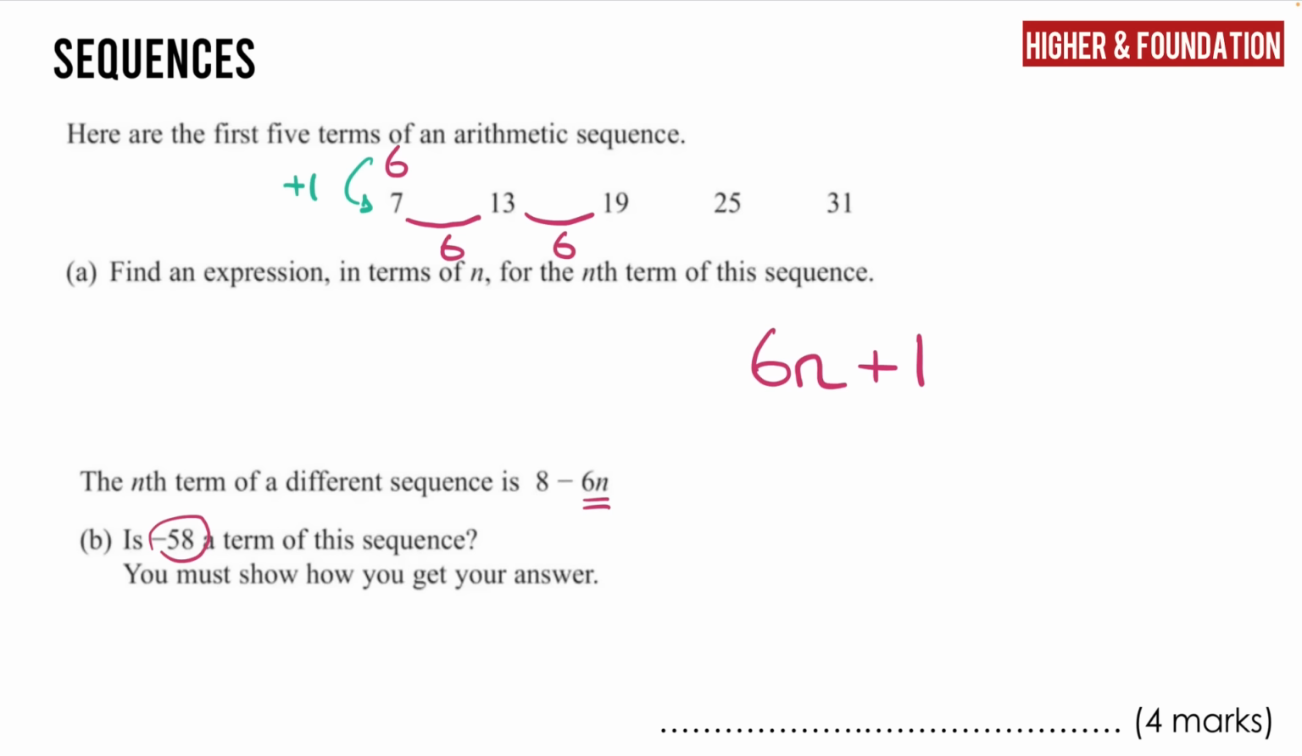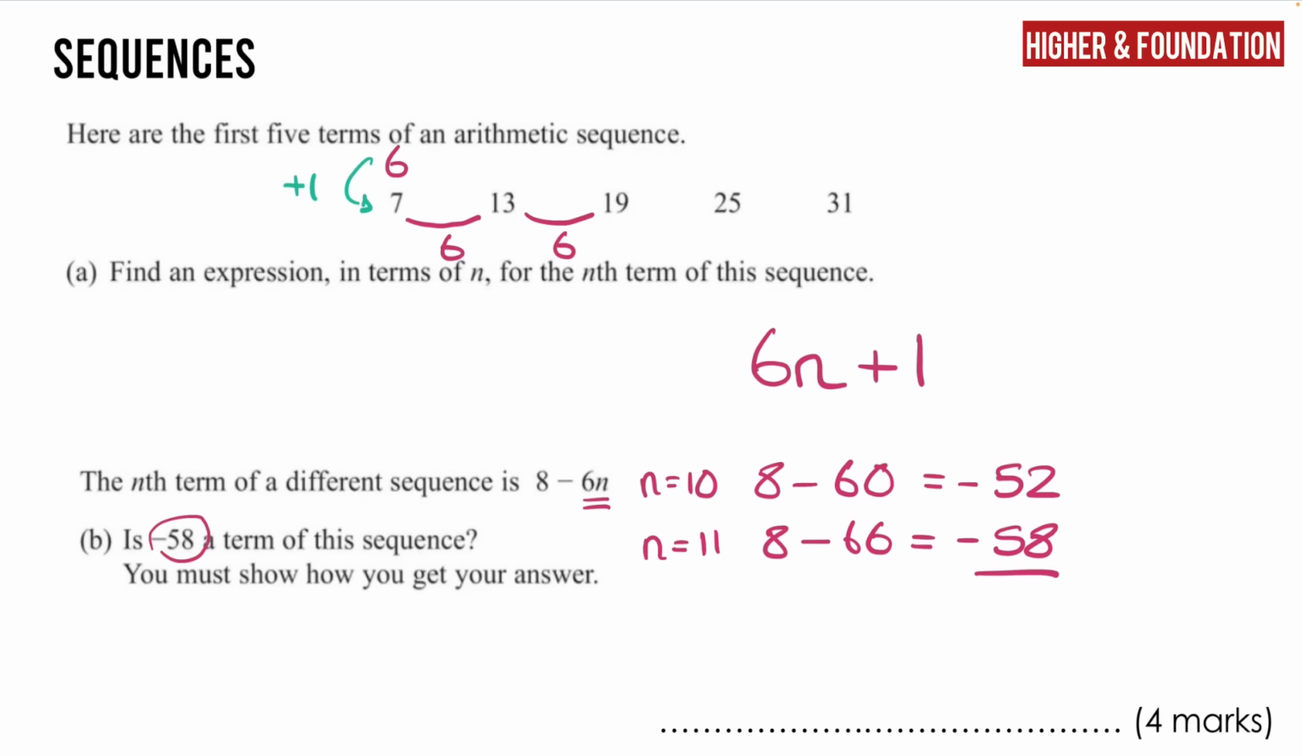Using a bit of logic, 6 times 10 is 60, so if we do 8 take away 60, which is when n equals 10, and we can type that into our calculator, and for that one there, we get negative 52. So we're pretty close, so let's go to n equals 11, which is 8 take away 66, and that actually gives us negative 58, so our answer would be yes.